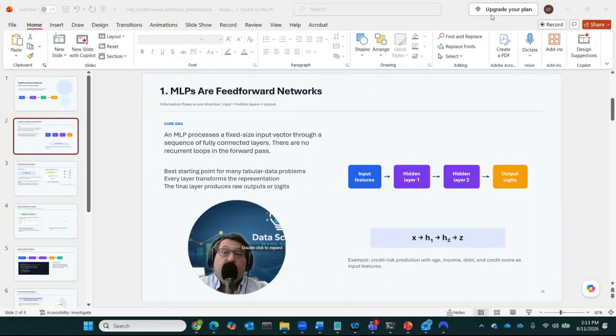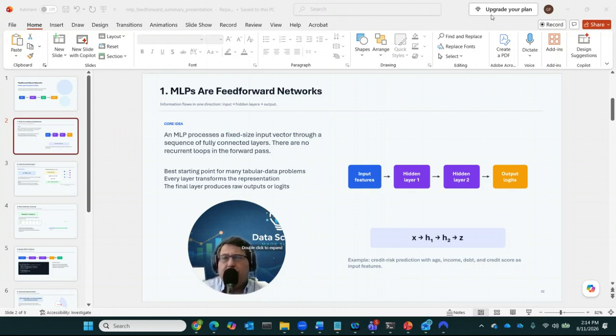MLPs are feed-forward networks. A multi-layer perceptron is a feed-forward neural network. The word feed-forward describes the direction in which information travels through the network. We begin with the input. The input passes through one or more hidden layers, and finally, the network generates an output. So conceptually, the flow is input, hidden layers, output. During this forward pass, information moves in one direction without recurrent loops.